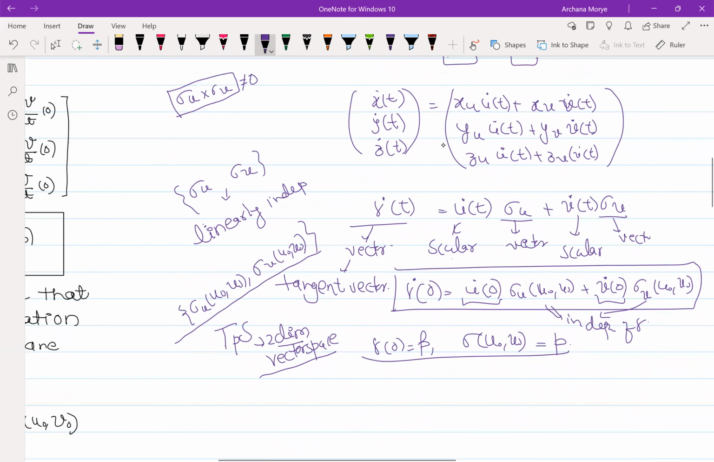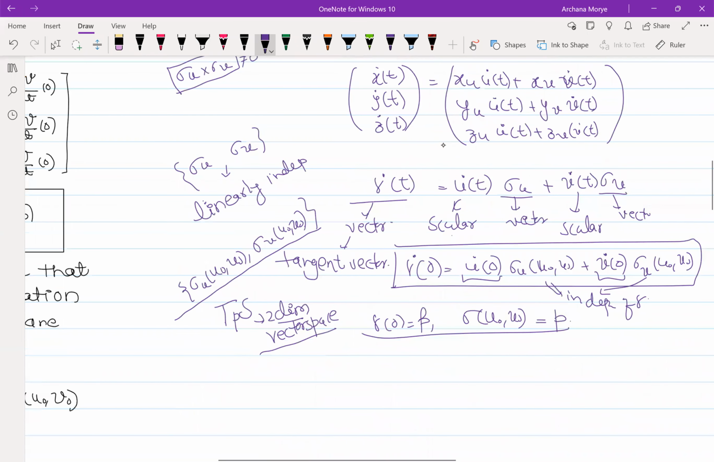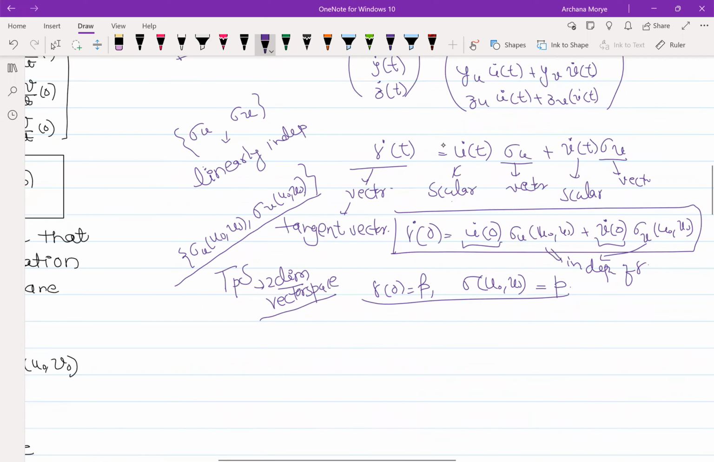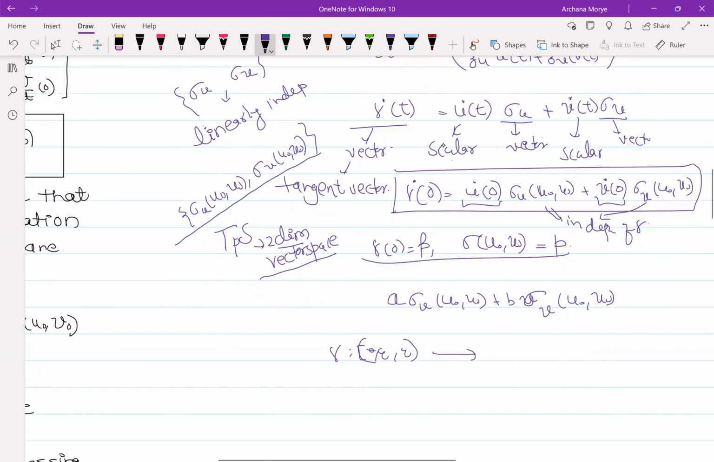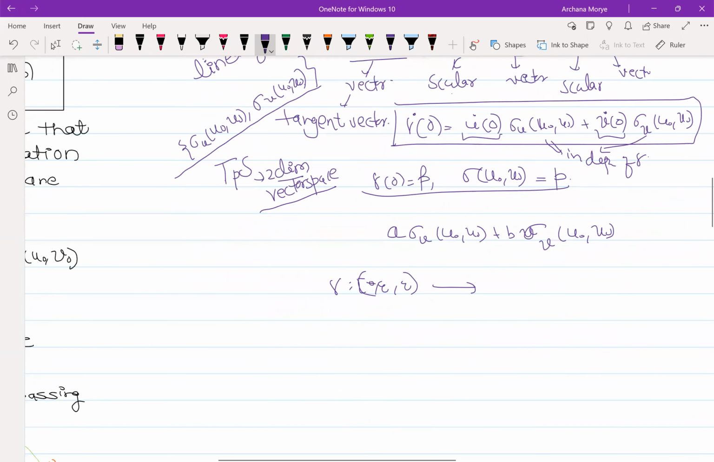What you can do is, suppose I take any linear combination, say a times sigma u plus b times sigma v at u naught, v naught. What I have to do is just find an appropriate curve. And what will that curve be?